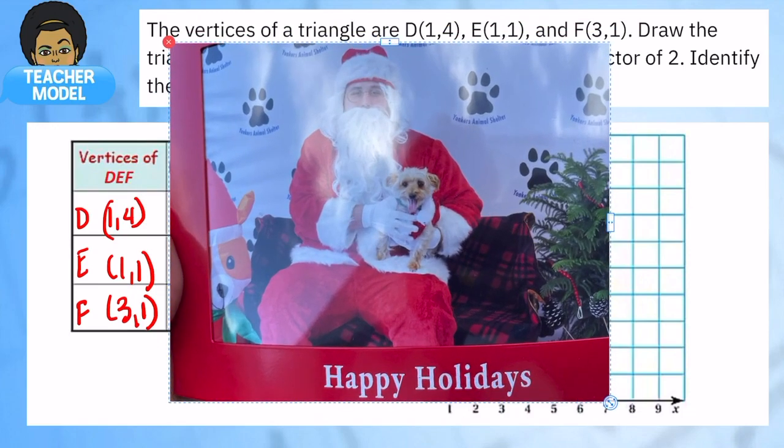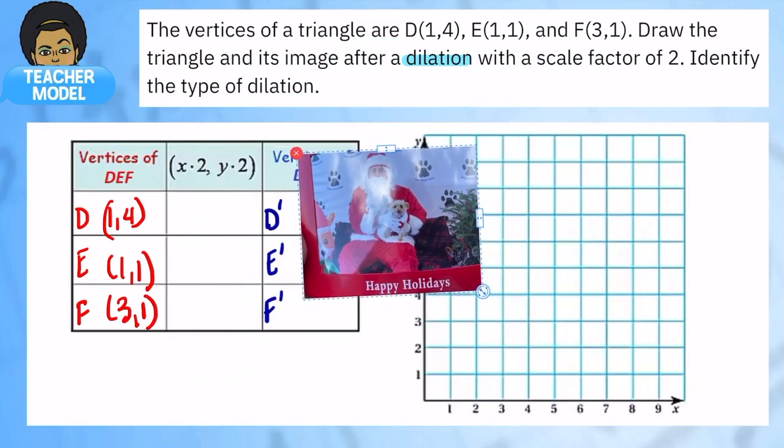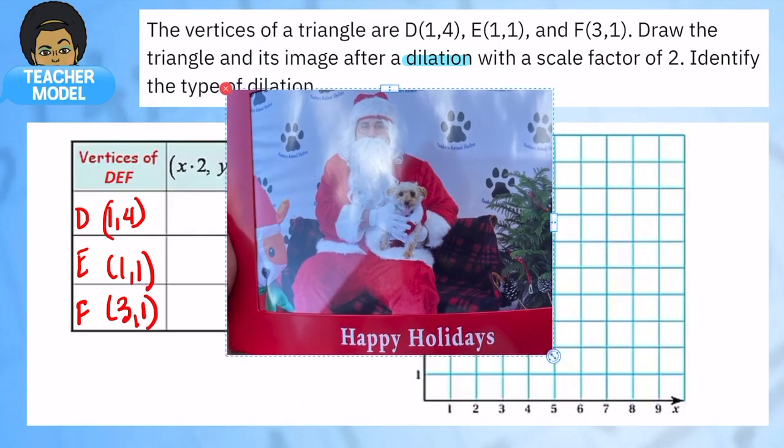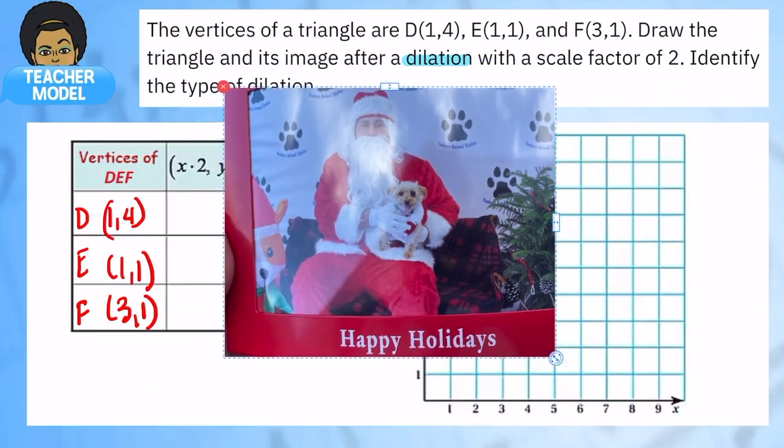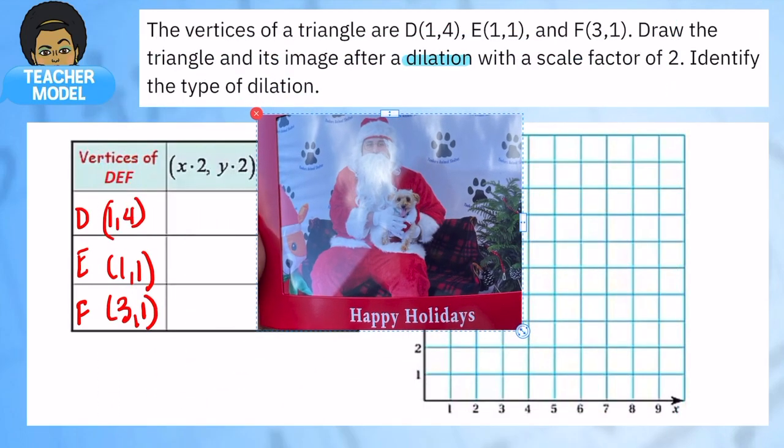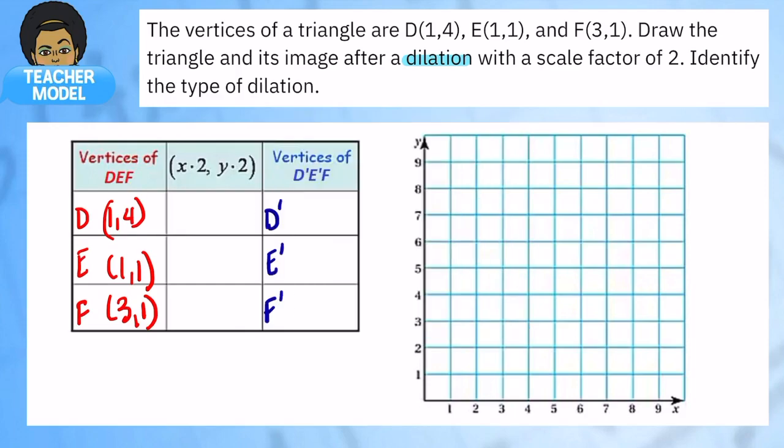And I'm using my dog's holiday picture, little Naya. And when an image dilates, it either gets bigger or smaller. These are the two types of dilations. So it either expands or it contracts. And it's still the same picture. The picture doesn't change, just the size of it changes and the magnification of it changes or the scale of it changes. So that's what we're going to talk about today.